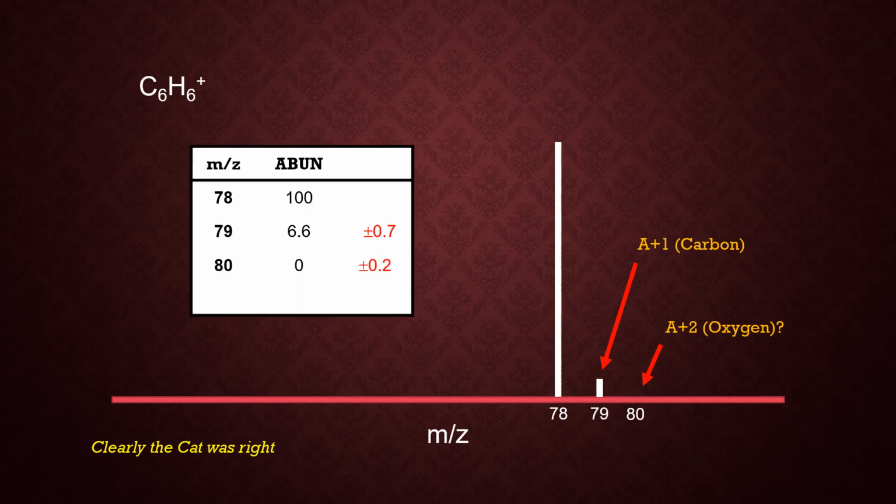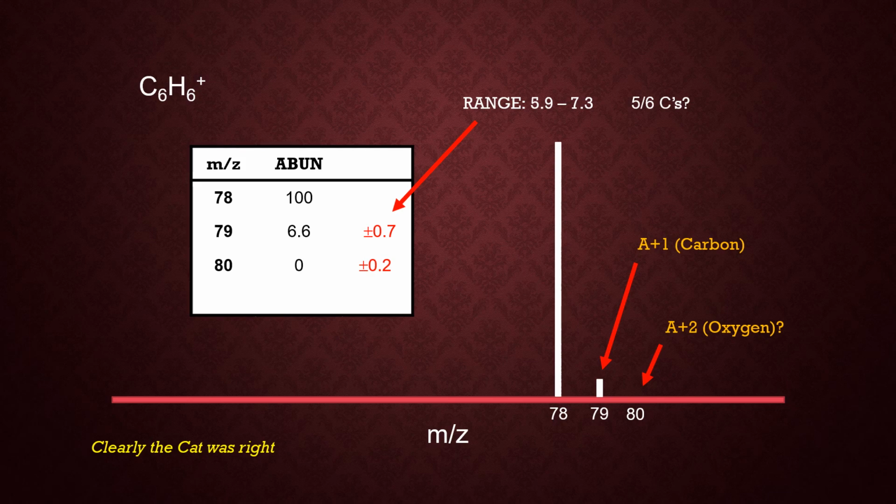However, when I look at the table and start applying the errors, I start to get a little worried. I have an error of 0.7 on the A+1 peak. Even though I have 0 at the abundance, I have to apply the maximum rule on the error, and I apply the absolute 0.2 at the A+2 peak. That gives me a range. So for the A+1, I have a range of 5.9 to 7.3 in the abundance.